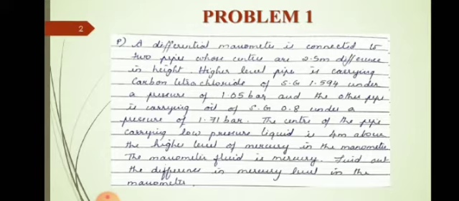So mercury, as we know, in the manometer, one will be at a higher level and one will be at a lower level. So the higher level of mercury and the center line of the pipe with low pressure is 4 meter in distance. The manometer fluid is mercury. Find out the difference in mercury level in the manometer.